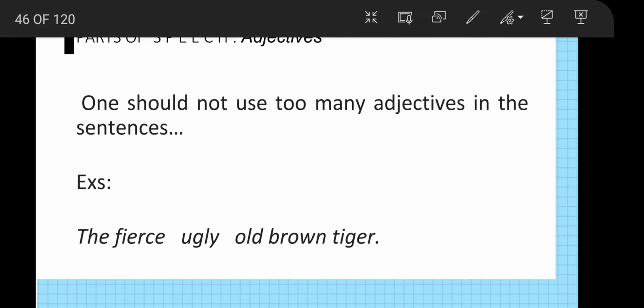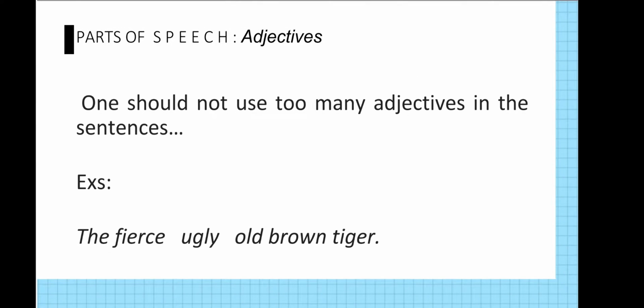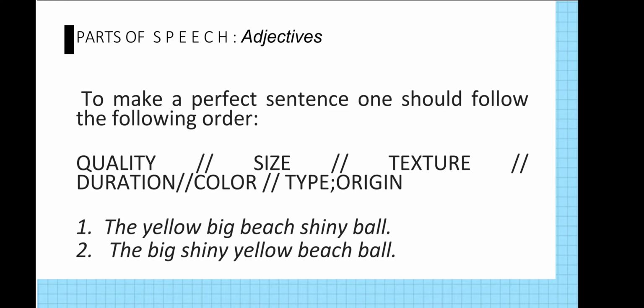Ano yung orders, miss? Okay? Here, we have this. To make a perfect sentence, one should follow the following order. As written here in our slide, we should first give the quality, followed with the size, the texture, duration, color, type, or origin. Miss, should we use them all? Nope. Whatever you want to use, just make sure that it is in this order. But you don't have to apply or to use all of this.